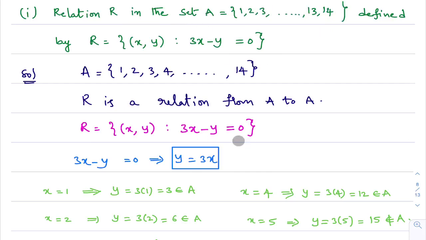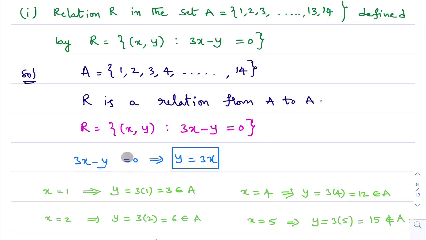Now I am going to write this relation in roster form. The ordered pairs (x, y) satisfy this equation. They gave this relation as 3x minus y equals 0. From this, what is y?